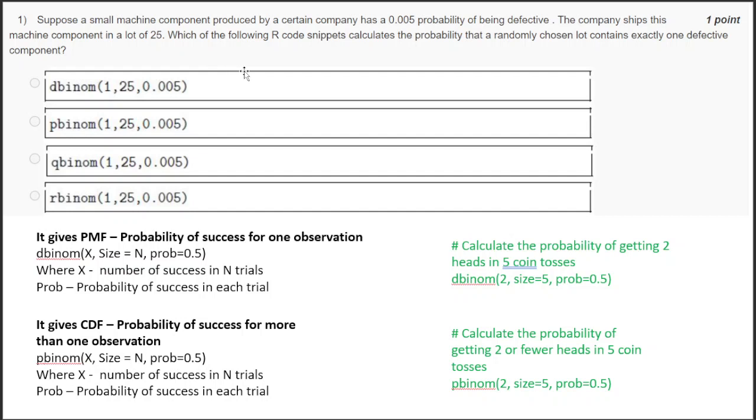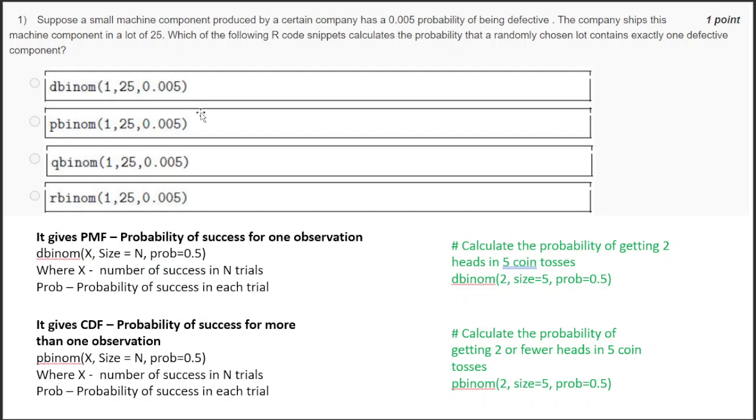Okay. Before going into the options, let me go through all the functions and their purpose. So dbinom. Just remember this is going to be the same for all the other distributions as well. D represents exactly that particular observation. For example, here they have given exactly one defective, exactly two defective, exactly five defective. For that, if we want to find it, it is dbinom.